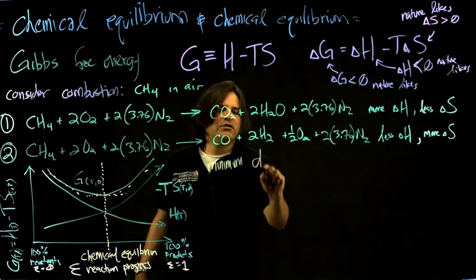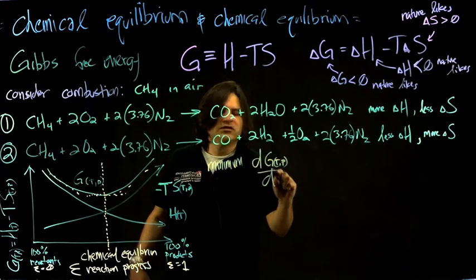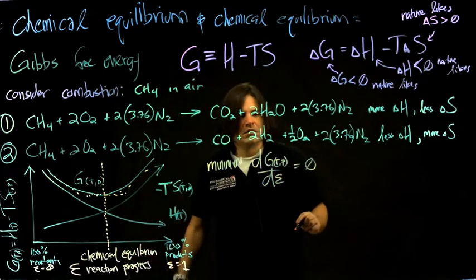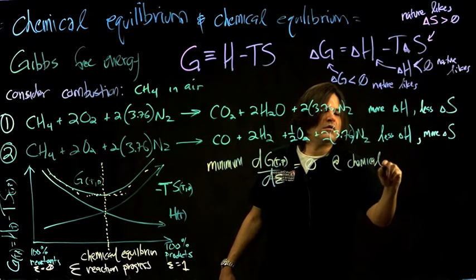So mathematically, you would say that the minimum Gibbs free energy as a function of this reaction progress equals 0 at chemical equilibrium.